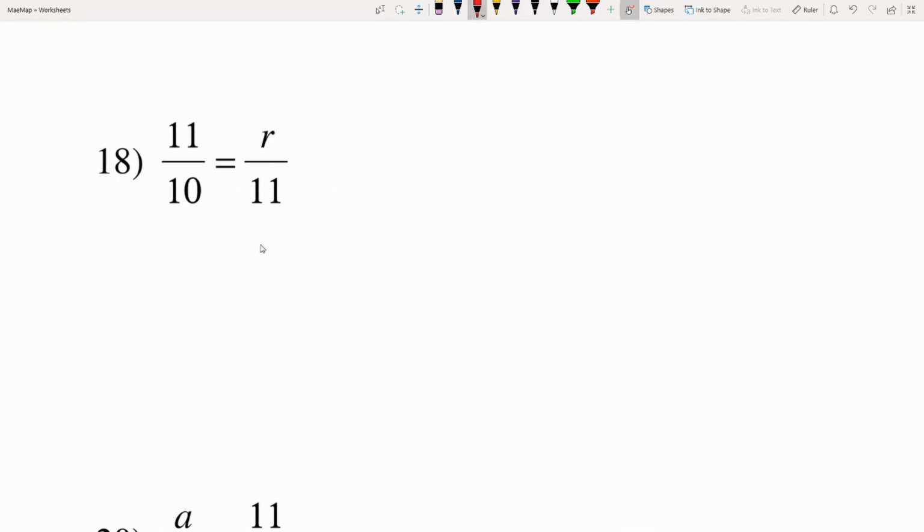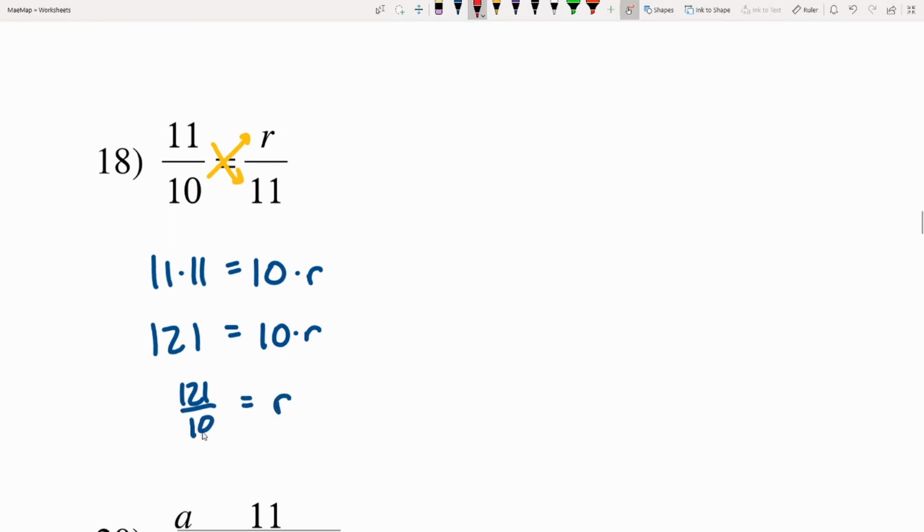In number 18, let's go with that cross multiplication method. 11 times 11 equals 10 times r. 11 times 11 is 121, and that equals 10 times r. So in order to solve for r, all we need to do is divide 121 by 10.